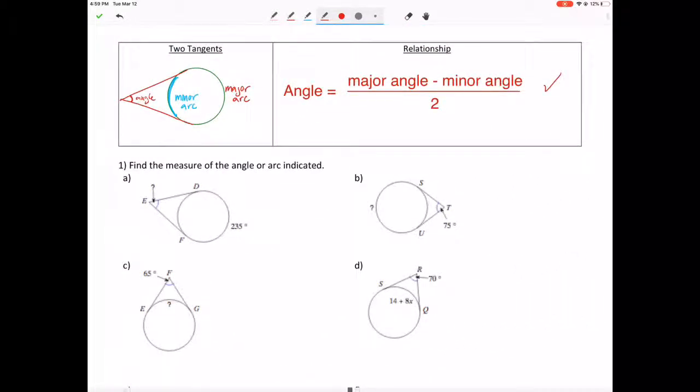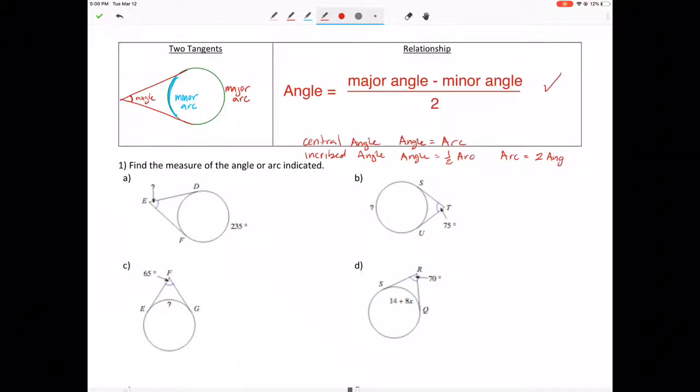So for example, when we did our central angle, we knew the angle is equal to the arc. And when we did inscribed angle, we knew that the angle is 1/2 the arc. Or you can also write this as the arc is equal to 2 times the angle. So if we multiplied both sides of these by 2, we'd get this part.